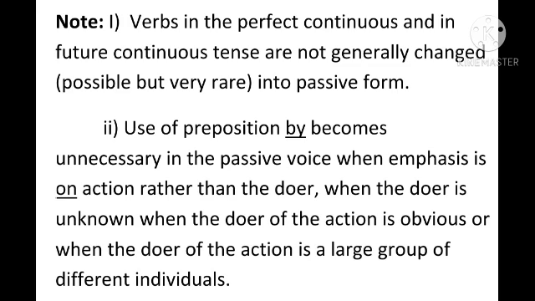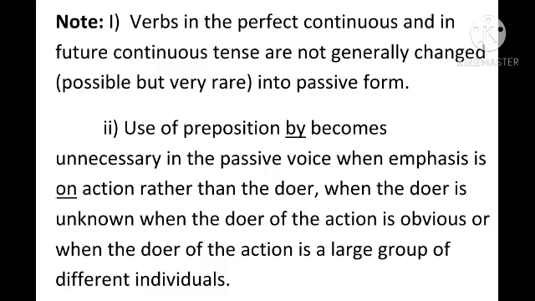However, if you have such a condition that you have to change the voice of perfect continuous and future continuous tense into passive, in that case, in active voice, in present perfect continuous, has been, have been is used. In passive voice, you will use has been, have been plus being, because we have to use the third form. Then in past perfect continuous, again had been in active voice. In passive voice, had been plus being, and third form.